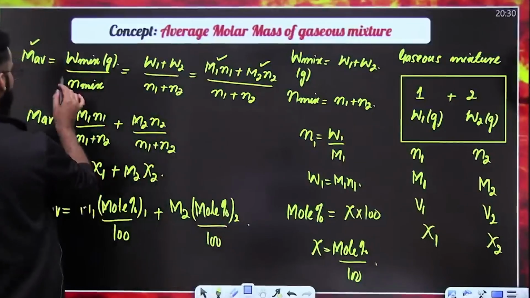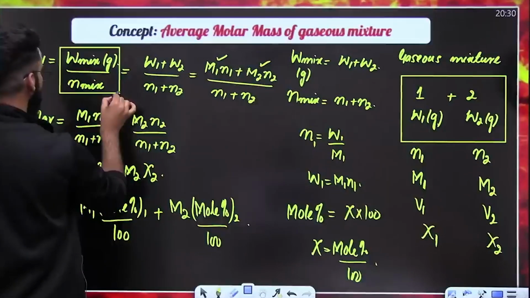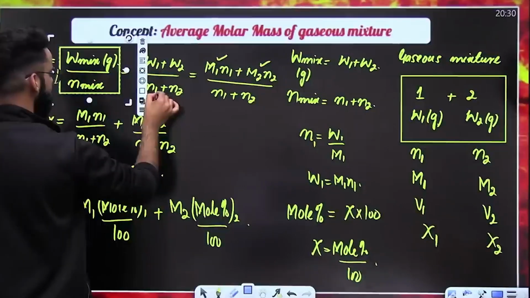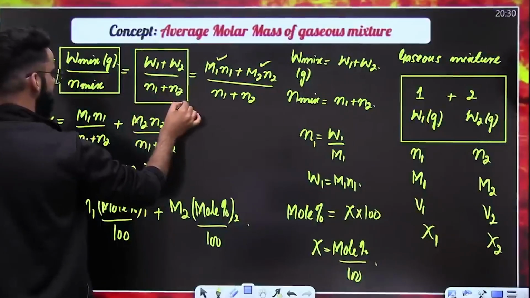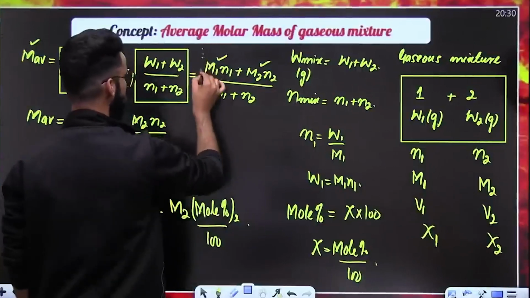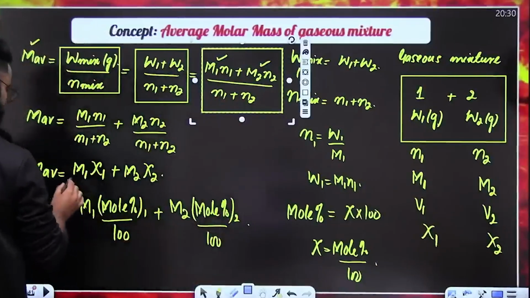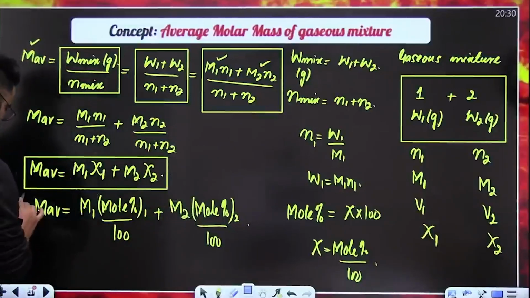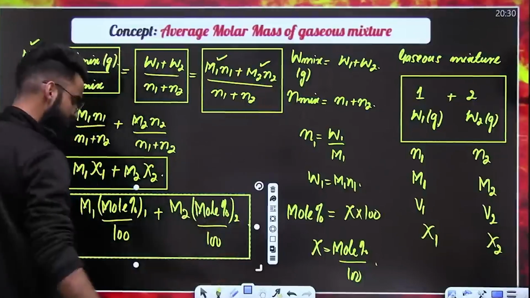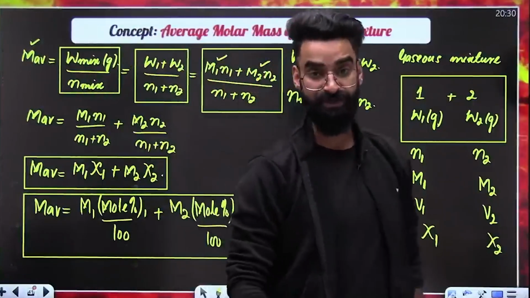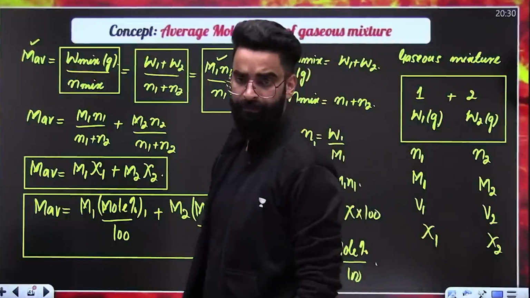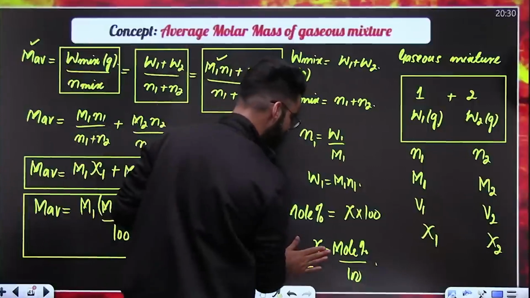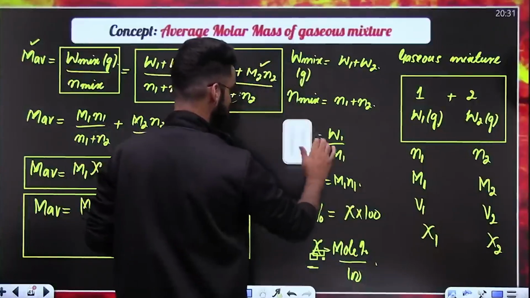So my dear students, how many results did we get till now in order to calculate the average molar mass of the gaseous mixture? This is the first result. This is the second result to calculate the average molar mass of the mixture. This is the third result. This is the fourth result. And this is the fifth result by means of which you can calculate the average molar mass of the mixture. Perfect. Similarly, dear students, there can be one more result as well.